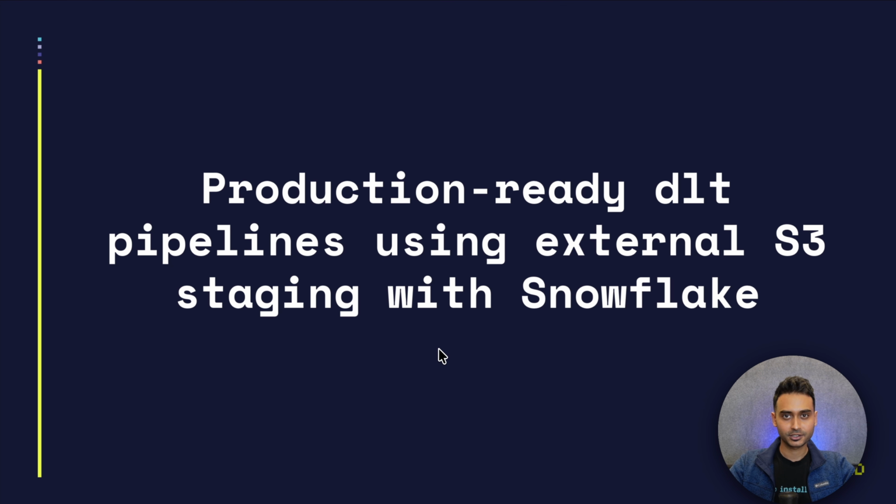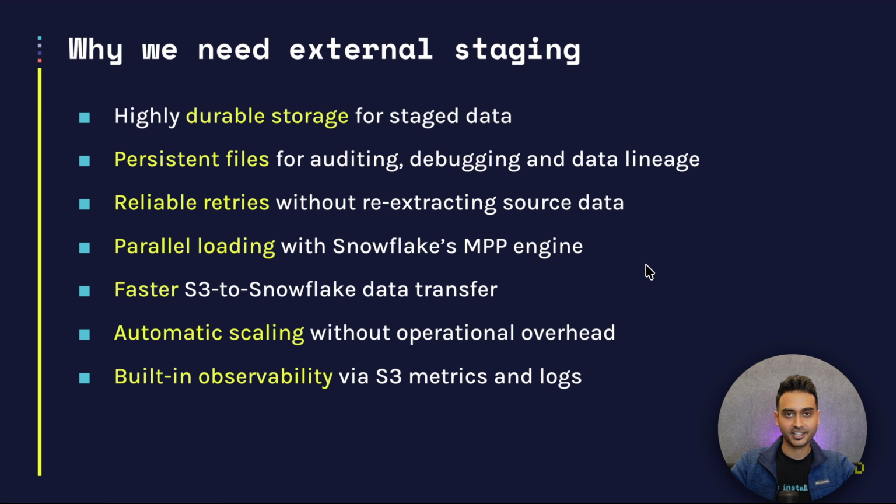While this setup works well, production-grade pipelines typically use external staging for performance and reliability. In this example, I'll be using S3 bucket for external staging. You can similarly use GCP and Azure as well. With S3 staging, Snowflake loads data in parallel, stage files remain durable for auditing, data lineage and retries, and storage scales automatically without any operational overhead.